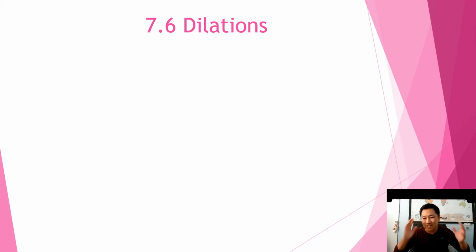7.6 dilations. All right, so we've done dilations before, and this is a perfect time to revisit it because remember, dilations were just when you take an object and you shrink it or you enlarge it. And it keeps its proportions the same, so it's a good time to bring up dilations in the proportions chapter.